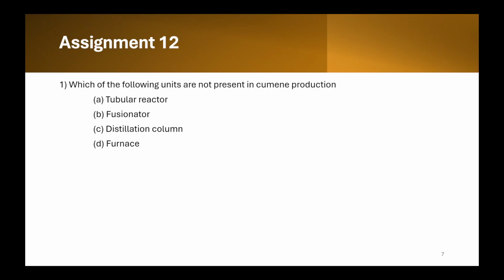The first question is, which of the following units are not present in cumene production? A, tubular reactor, B, fusionator, C, distillation column, or D, furnace. So what is the correct answer here? Which is not present? What will be the correct answer here? Can anybody tell me the correct answer?